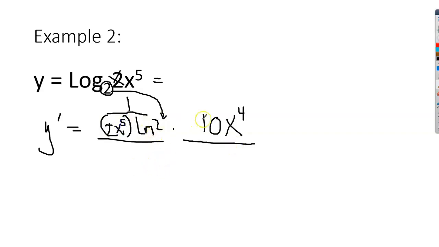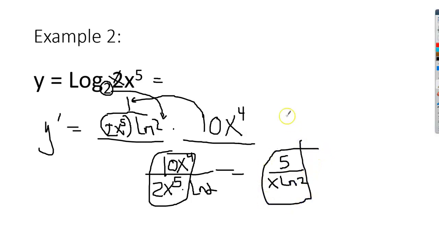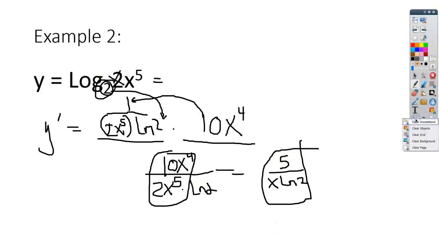So if I were to try to simplify this, I would move the 10x to the 4th to the top, and we would have this. Now these can be reduced, right? So the final answer would be 5 over x ln of 2. So guys, you could honestly just do it the same way you did the last problem. Just don't forget to put ln of the base on the bottom also, and you're going to get the same answer. It's the same exact process.